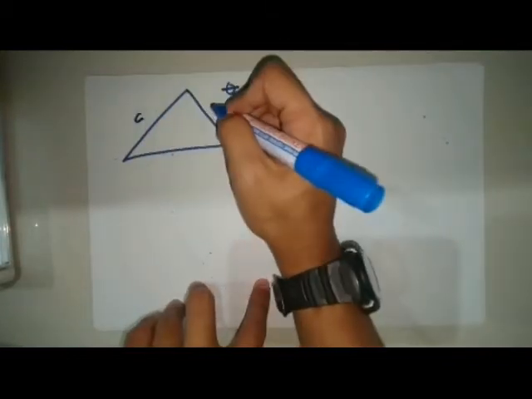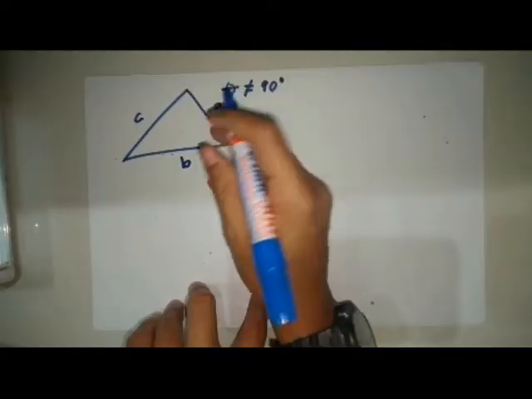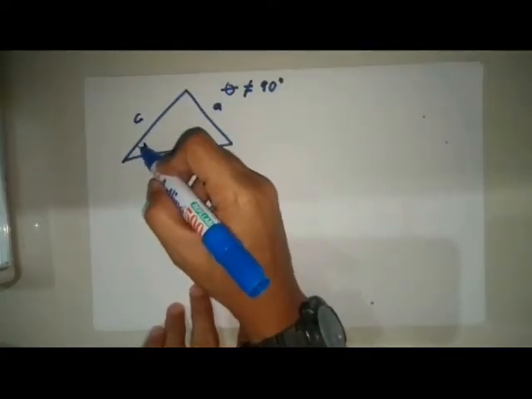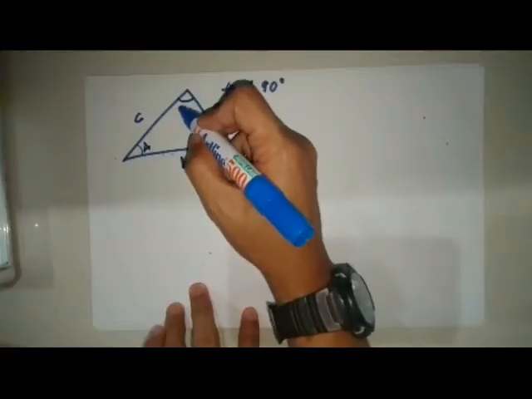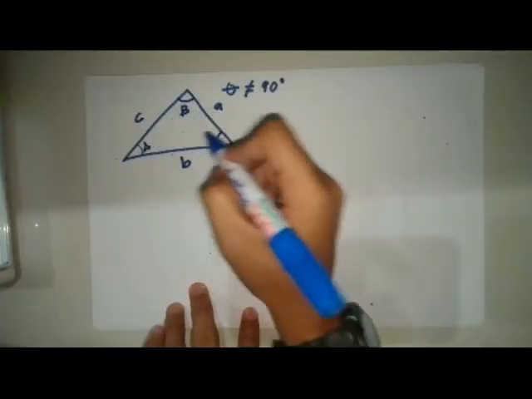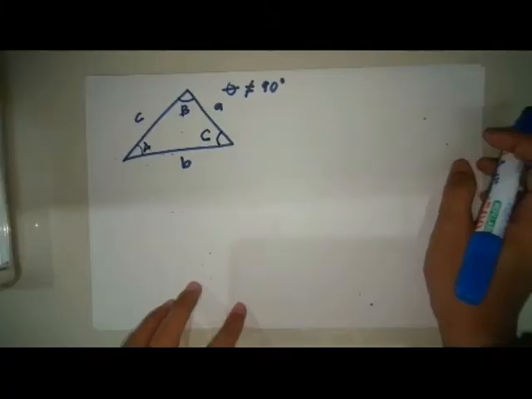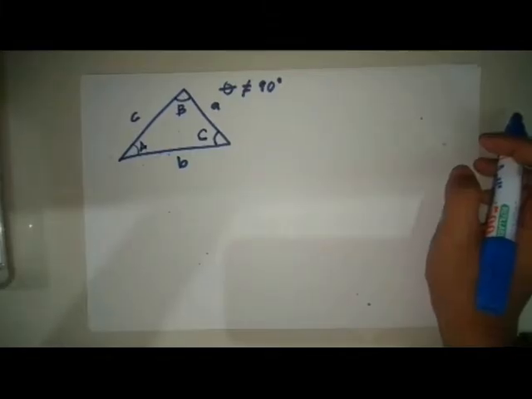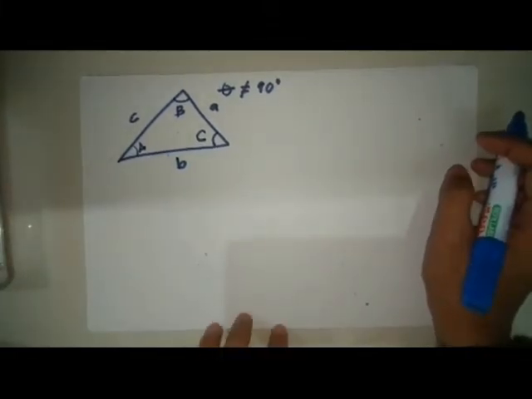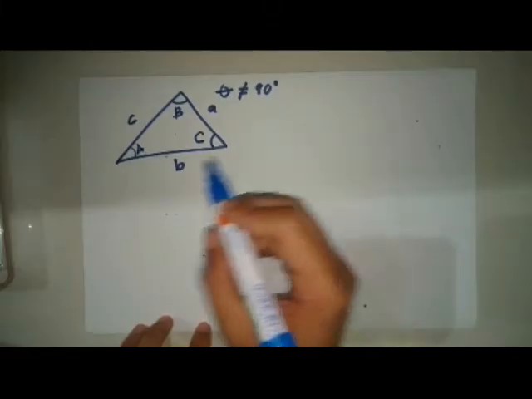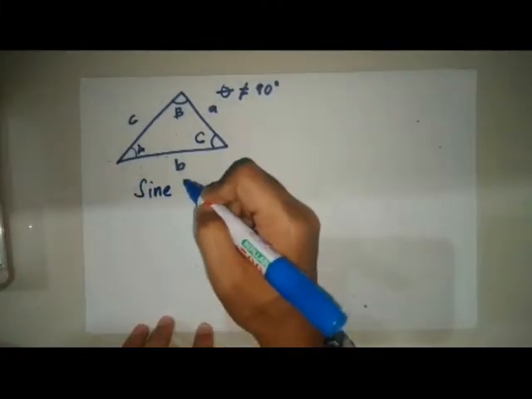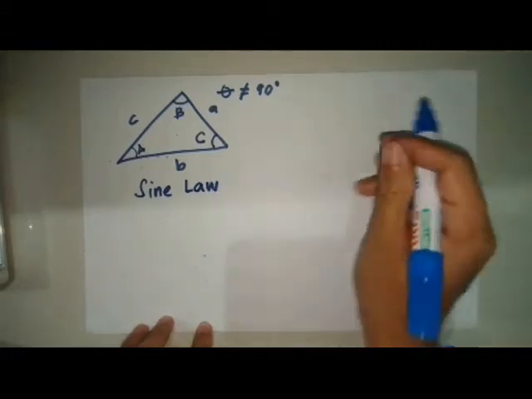We have C, A, B. And we have the opposite angle. So let's say this angle A, this is angle B, capital letter. So this is angle C. So the first concept that we should use is what we call the law of sine. Okay, you have the law of sine or sine law. You have the sine law.